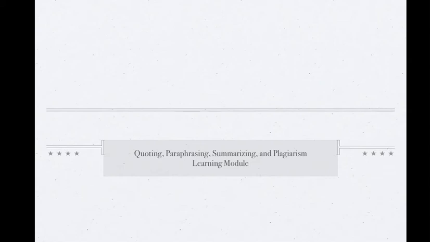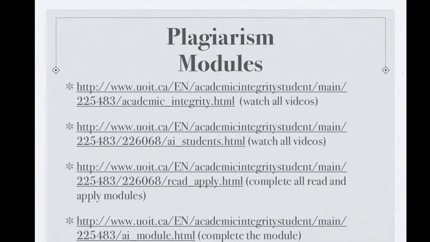In this module, you'll learn about quoting, paraphrasing, summarizing, and plagiarism. This is really modules within a module, because what you'll be doing in this module is going through a series of different modules. There are 4 different plagiarism modules that I would like you to go through. They are all on the UOIT website, and you'll find the links in the link section of WebCT. They'll be listed as modules number 1 through 4.